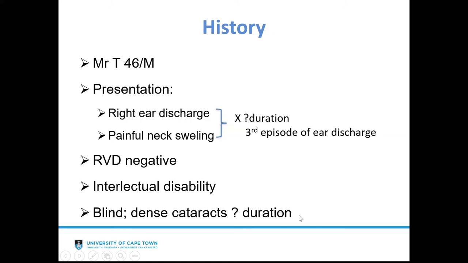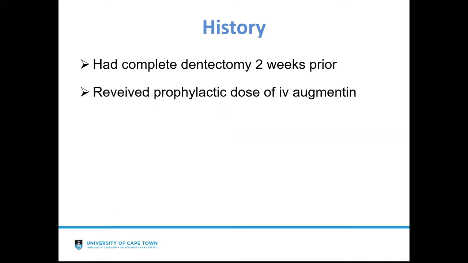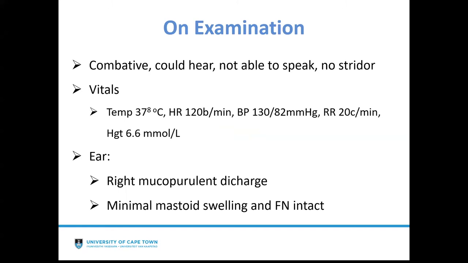From the referral letter, he also had a dentectomy about 2 weeks prior to presentation, and he only received a prophylactic dose of IV Augmentin. On examination, because of his intellectual status, he was quite combative. He could hear, but he wasn't able to speak. He didn't have any stridor, and those were the vitals. The temperature was 37.8, a low grade fever. He was tachycardic at 120, blood pressure was normal, as well as respiratory rate and HGT.